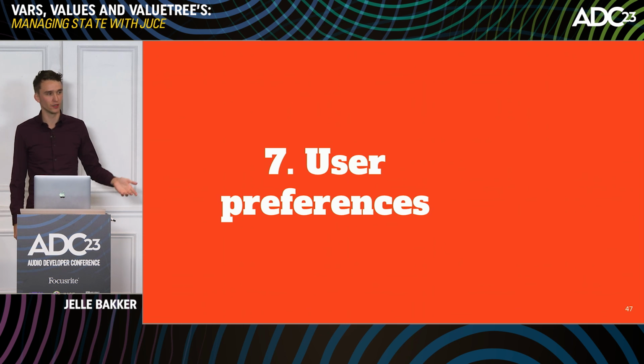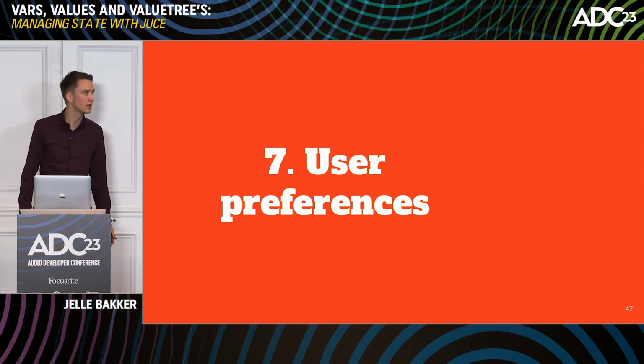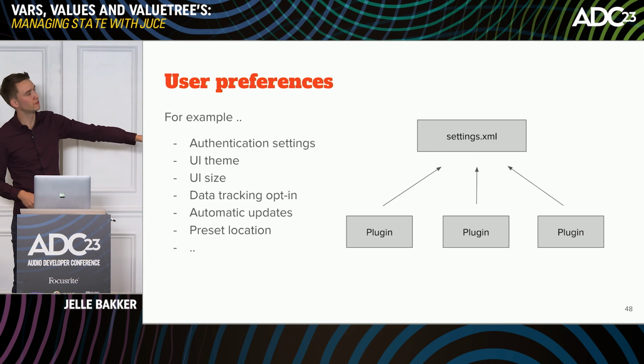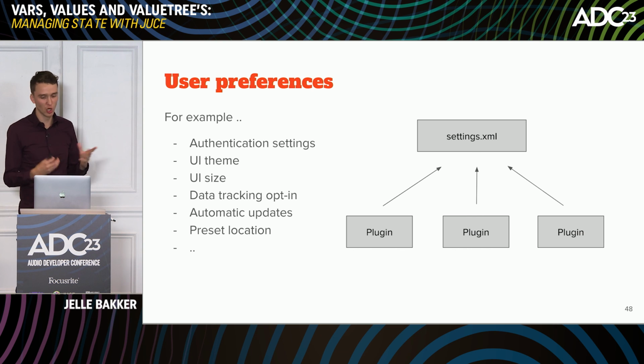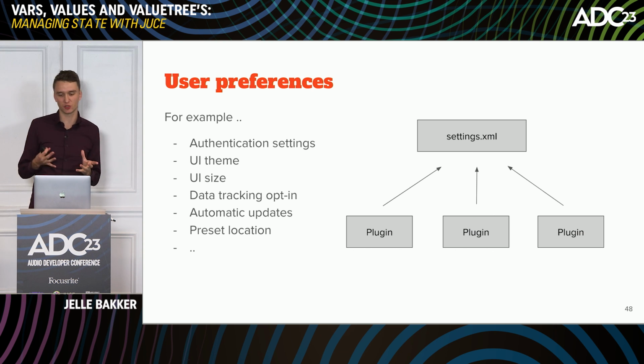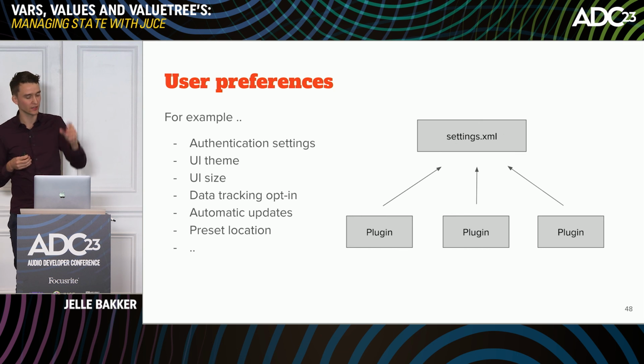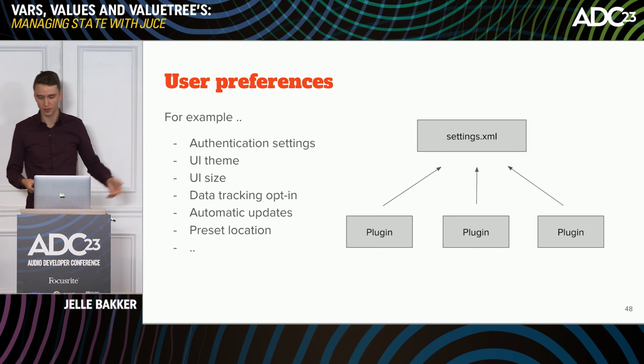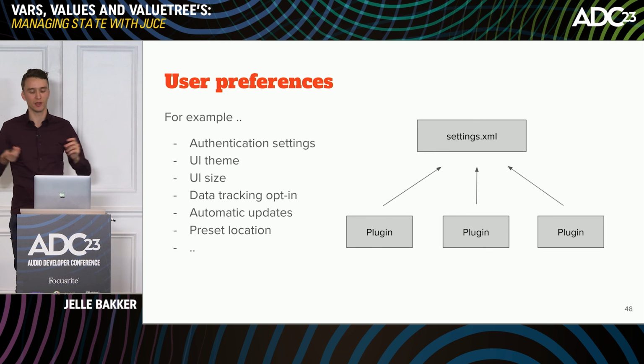The next thing I want to cover is user preferences. So you could have multiple plugins referencing state that's global. Maybe it's probably going to be stored in some kind of file on disk, and it could contain things like authentication, maybe UI theme, things like that, right? That's shared between plugins.